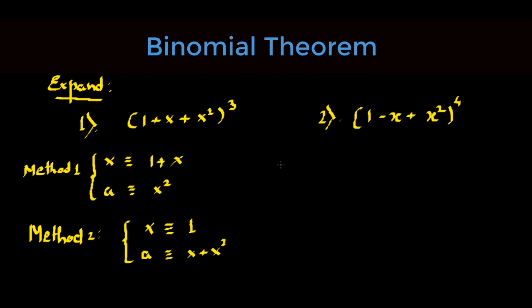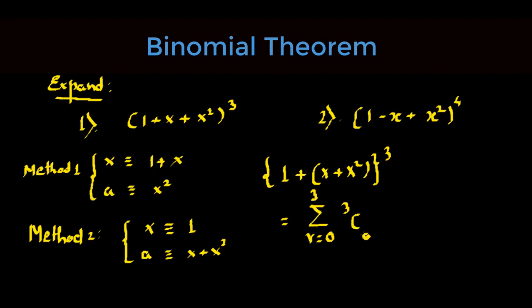So let me give a quick hint. So I'm going to use method 2 here. So 1 plus x squared whole raised to the power 3. So if we apply the binomial theorem, this becomes the sum as r goes from 0 to 3, 3c0, 1 raised to the power 3 minus 0, which is 3, and this is x plus x squared to the power r.